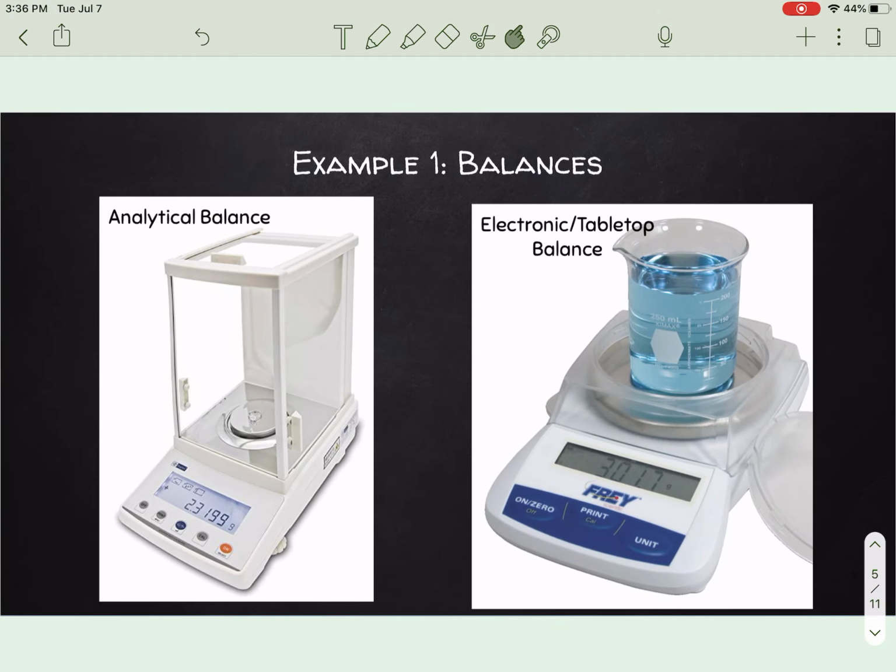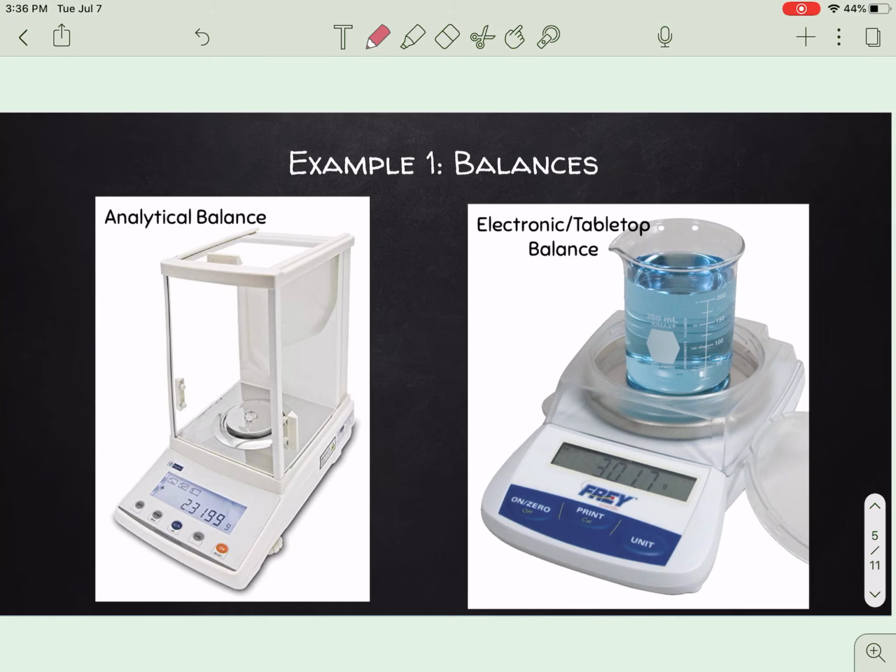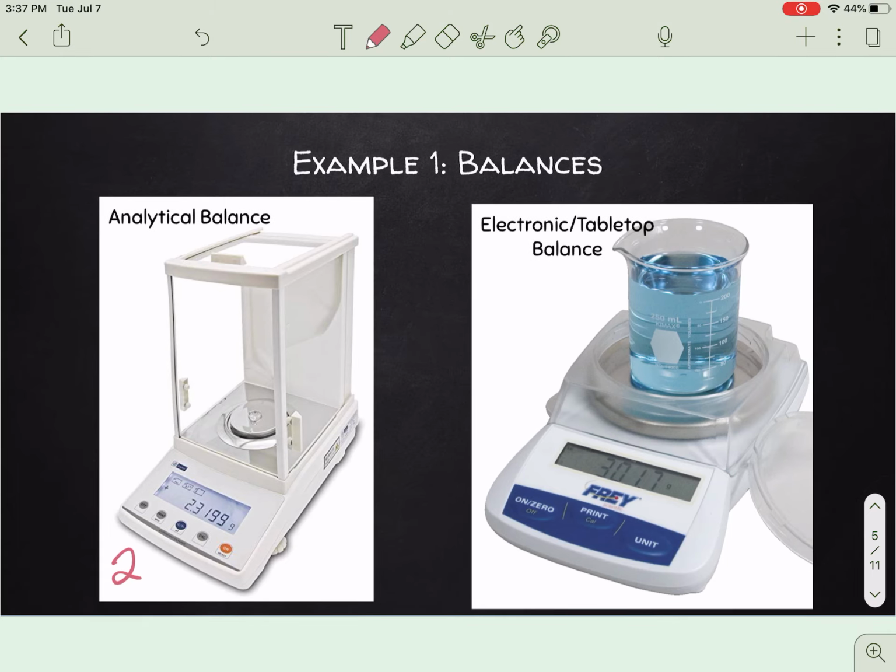Next, we want to look at some actual measurements themselves. Just looking at these 2 balances, which one would give you a more precise or exact measurement? So yeah, the analytical balance, which shows a measurement of 2.3199 grams, is more exact, more precise than the tabletop balance, which measures 301.7 grams. That is because it goes out to more decimal places, obviously.